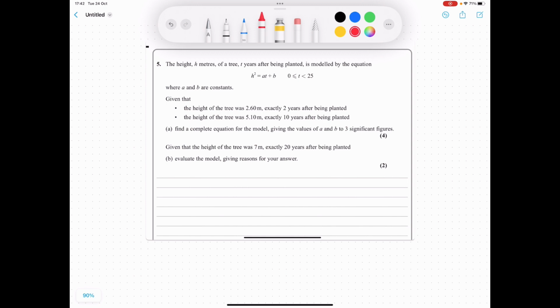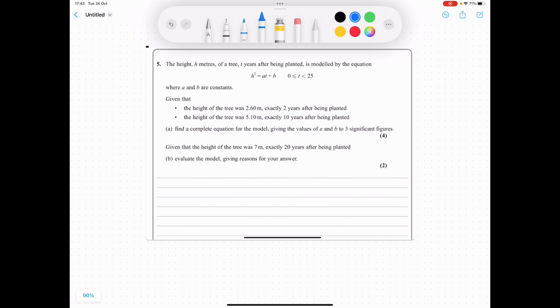What do we have here? We have an equation. It says in the question, the height h meters of a tree t years after being planted is modeled by the equation h squared is equal to at plus b, for t less than 25 and greater or equal to 0, where a and b are constants. Given that the height of the tree was 2.60 meters exactly 2 years after being planted, and the height of the tree was 5.10 meters exactly 10 years after being planted, A, find a complete equation for the model, giving the values of a and b to 3 significant figures.